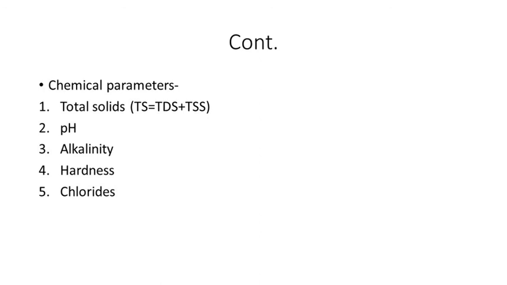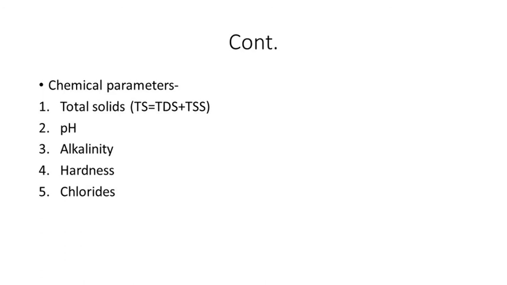Temporary hardness is due to the presence of bicarbonates, and permanent hardness is due to the presence of sulfate and chloride of calcium and magnesium. Temporary hardness you can easily remove by boiling the water. When we boil the water, the salt settles down at the bottom of the sample, so you can remove the temporary hardness easily.